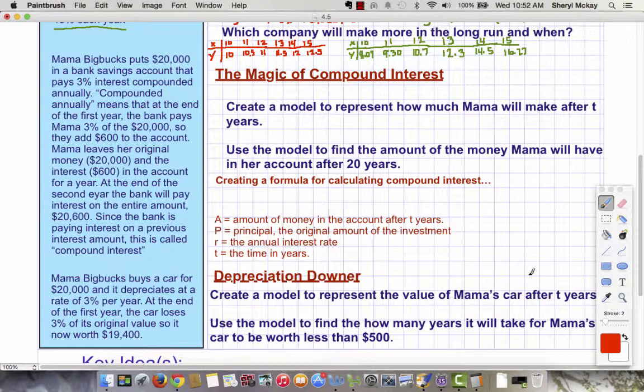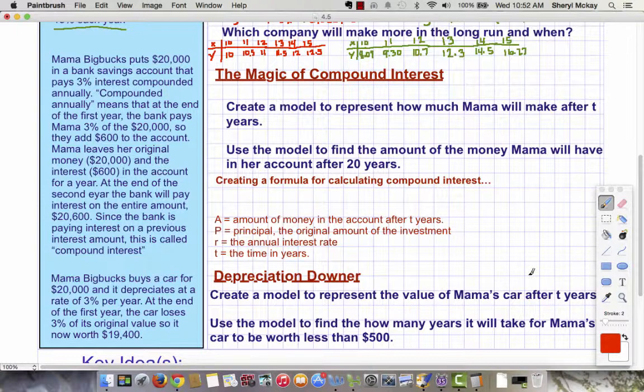And this is what banks do. It's how people make money. You don't want to have simple interest. Simple interest just says I'll always get 3% of the principal, which was the original amount that I put in. Compound interest says I'm going to add my interest and count that as the amount that I take the percentage on. So let's go ahead and think about a model to represent how much Mama will make after T years.